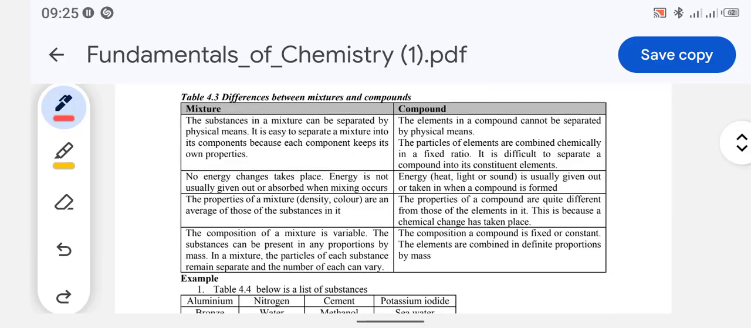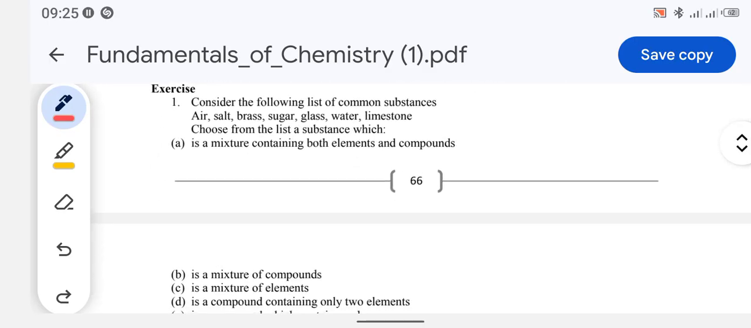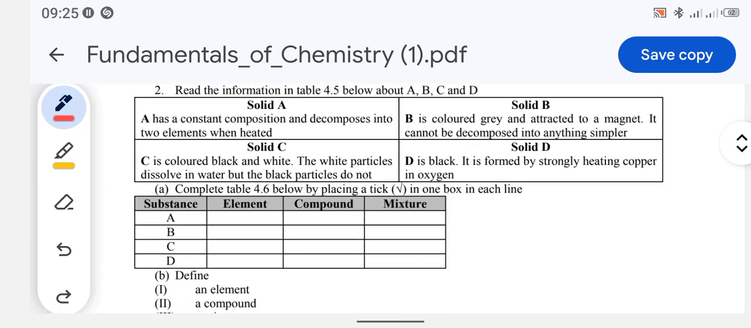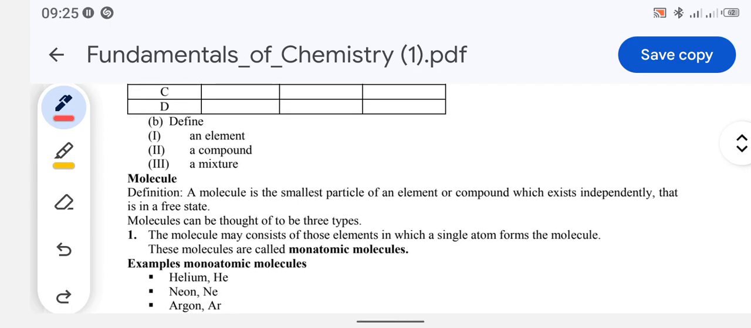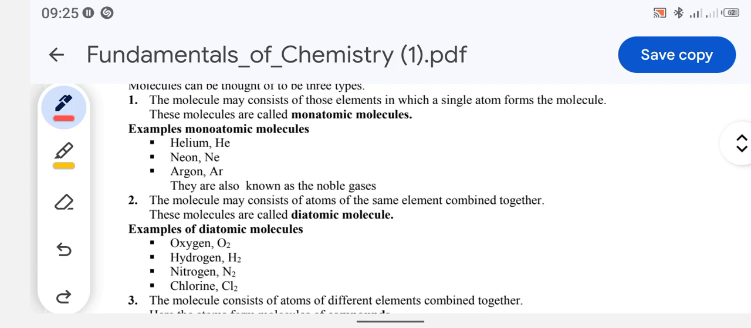Then we move on to the next concept, what we call a molecule. We need to know what a molecule is. So what is a molecule? A molecule is simply the smallest particle of an element or a compound which exists independently, that is in a free state. So molecules can exist in three types, or in three groups. Number one is what we call the monatomic molecules. These are just elements that exist as one.